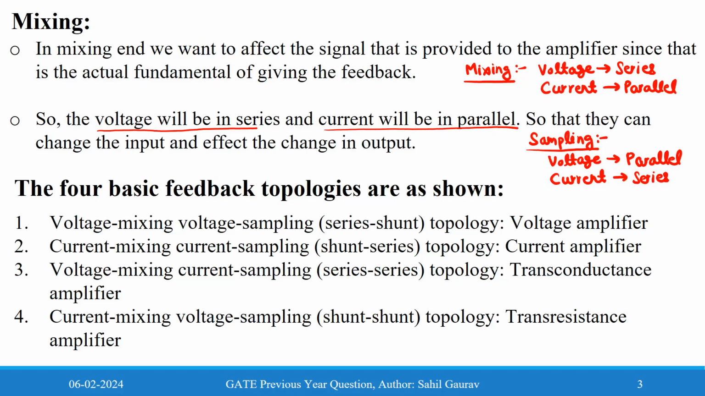And the other names for these topologies are shown over here. Series-shunt topology, we call it voltage amplifier. Shunt-series topology, we call it current amplifier. Series-series topology, we call it transconductance amplifier. And shunt-shunt topology, we call it transresistance amplifier.